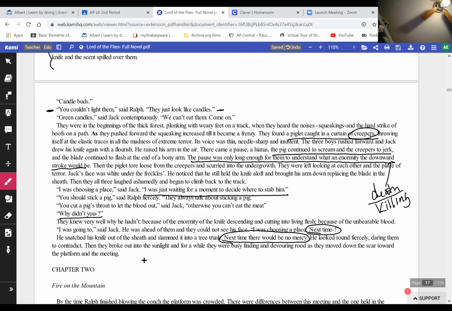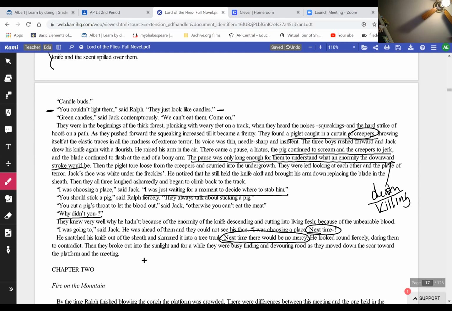And again, the boys don't see this as just something that's inside of Jack. We know that this is not a good thing. Well, we should know that this is not a good thing, because we've already been set up to understand that Jack's not necessarily a good person. So that ends chapter 1.